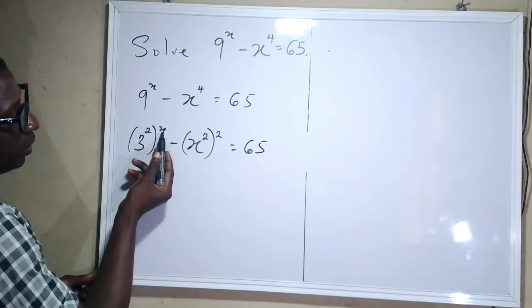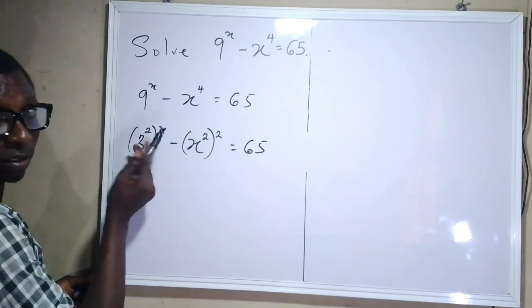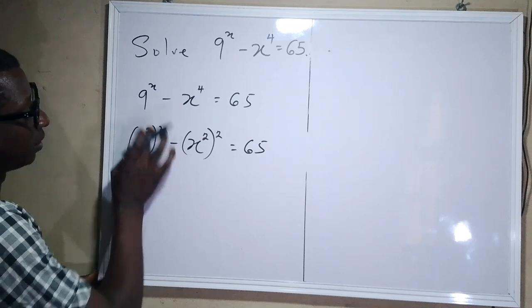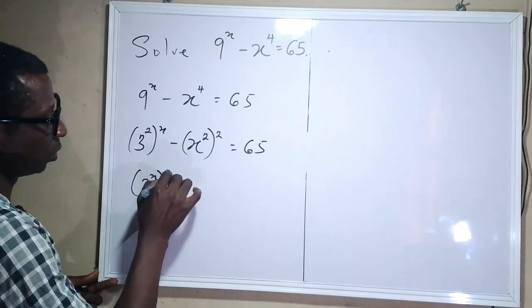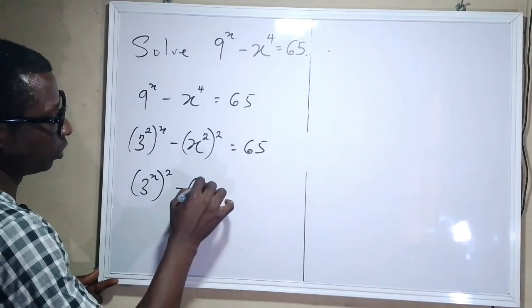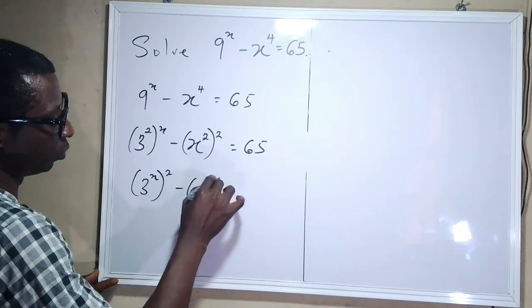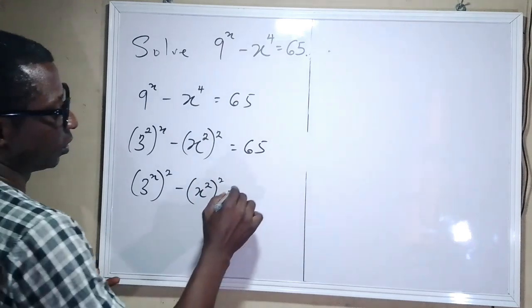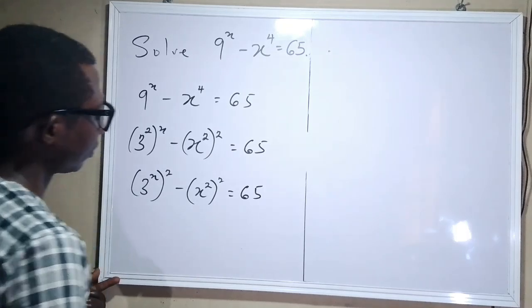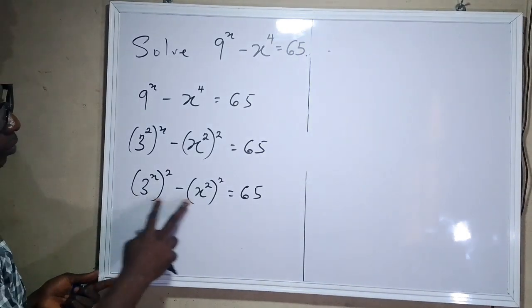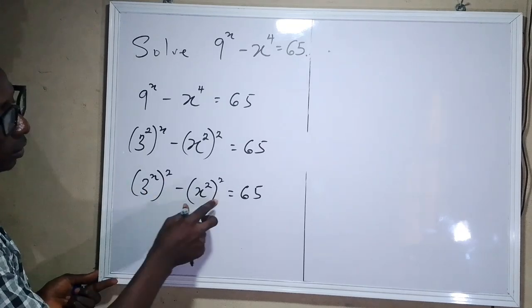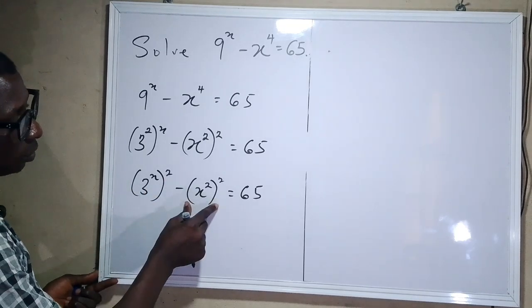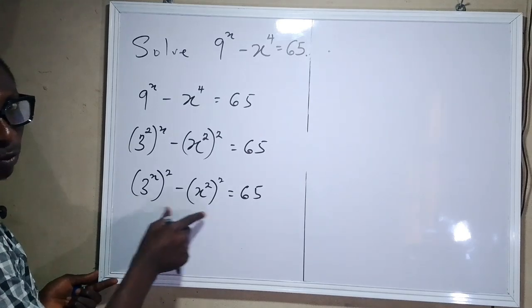Alright, so now I'm bringing this in and this one comes out. It doesn't change the fact that it's still 9 raised to the power of x. So we have 3 raised to the power of x, raised to the power of 2, minus x raised to the power of 2, raised to the power of 2, equals 65. Now when you look at this, we have subtraction of 2 squares. This is a square, this is also a square. So difference of 2 squares.